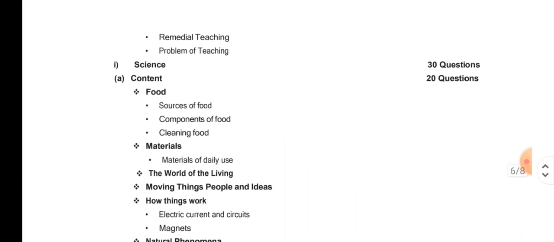Now let us go to science and see. These topics are coming from class 6. So when you pick up the textbook of class 6 you will know. So 30 marks will be there. Oh sorry, I was saying mathematics or what. So 20 questions will come from the content of science and 10 will come from pedagogical issues again.